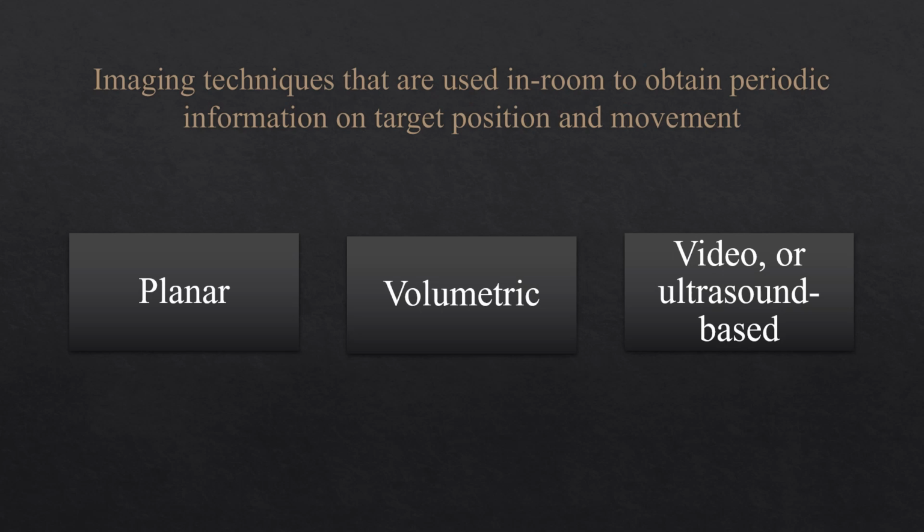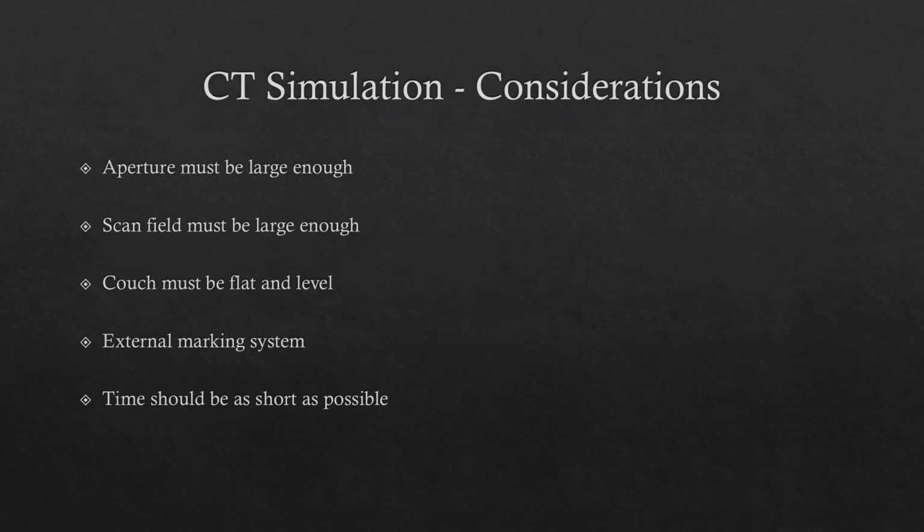Here is another question for the week 14 review: which imaging techniques are used in the room to obtain periodic information on target position and movement? In-room options are planar, volumetric, and video or ultrasound based. Volumetric is 3D, and planar can be IGRT, and ultrasound too.